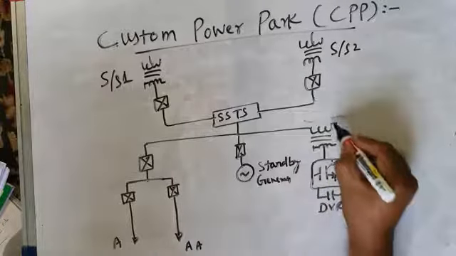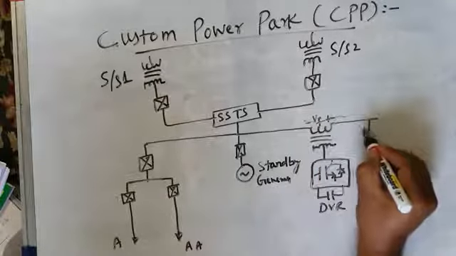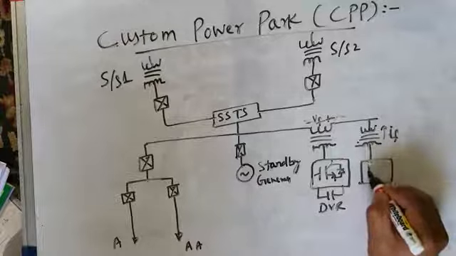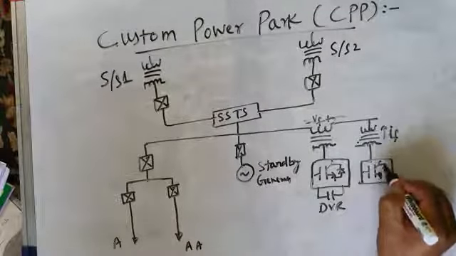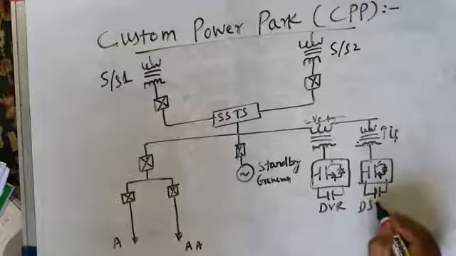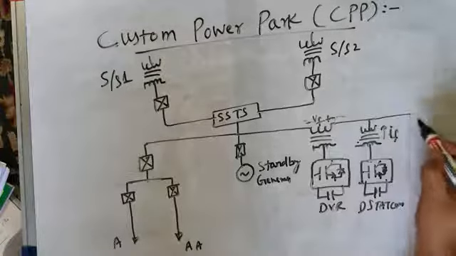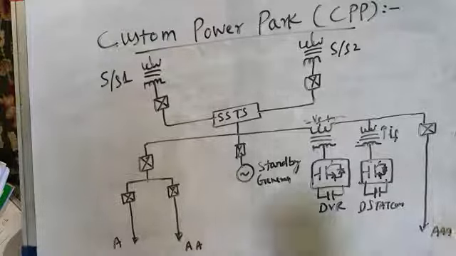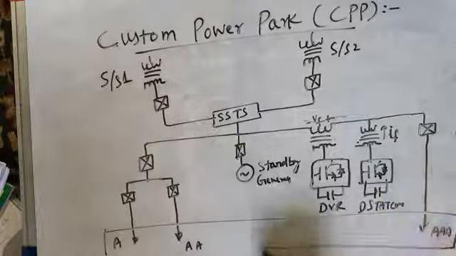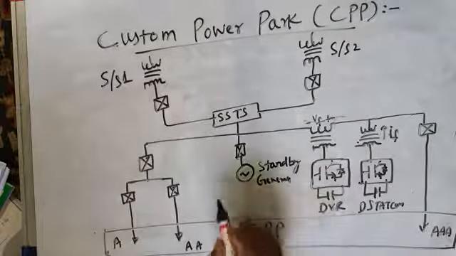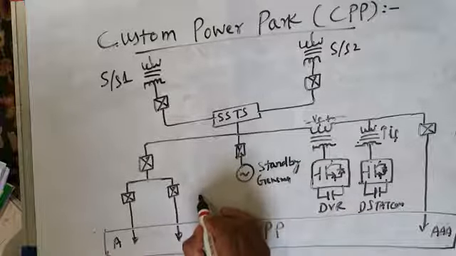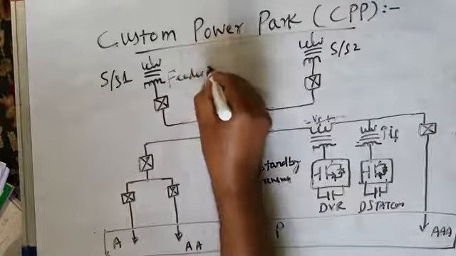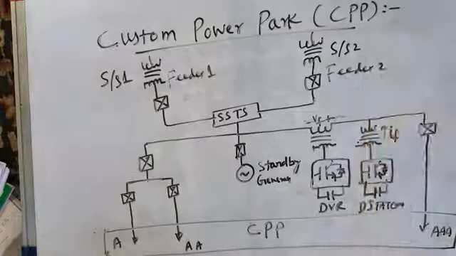This is DVR, injected voltage VF. Injected current IF. This is D-STATCOM. And finally, we have another type of customer here, AAA. This is Custom Power Park, CPP. Now we have two feeders. We have here feeder 1 and we have feeder 2. This is solid state transfer switch.